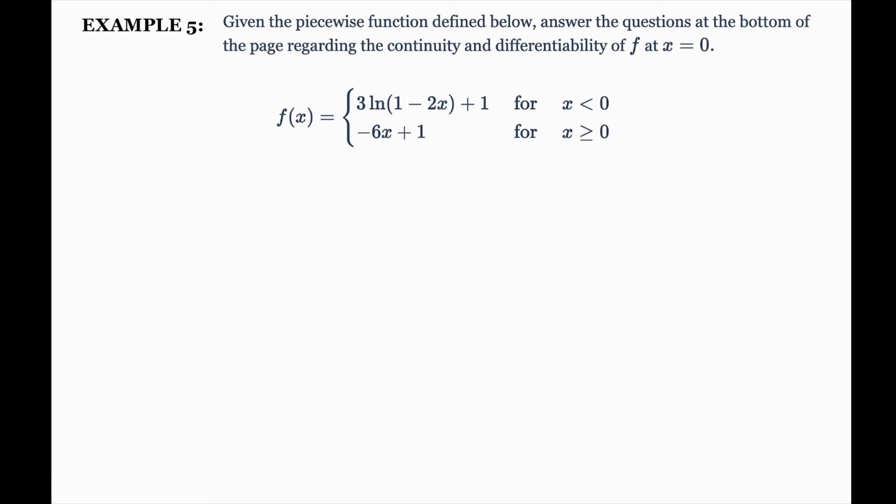Okay, it says, given the piecewise function, answer the questions at the bottom of the page. There are no questions at the bottom of the page. The question at the bottom of the page, cross that part out, is, are they continuous and are they differentiable? Okay, so check those. So do number 5. This will be the last thing we do today. Do number 5. Same thing, same question. Is it differentiable and is it continuous at x equals 0?